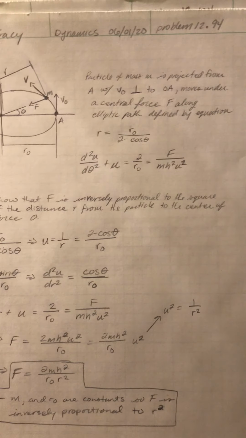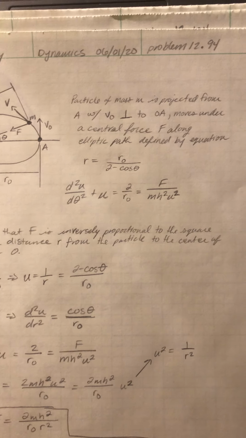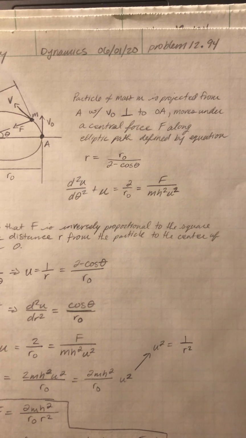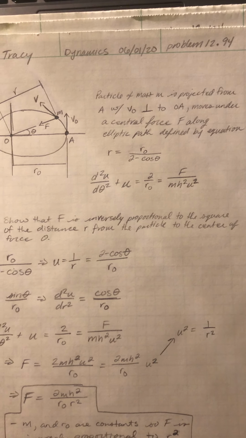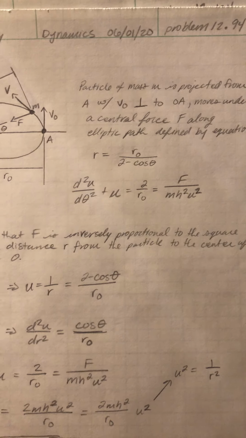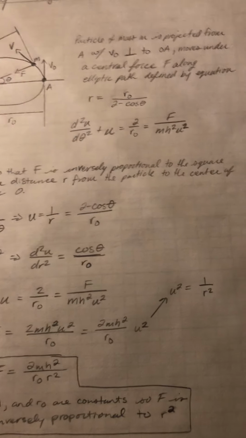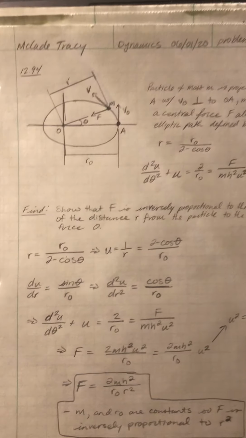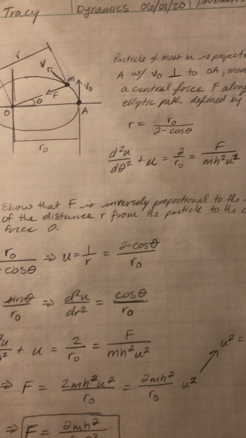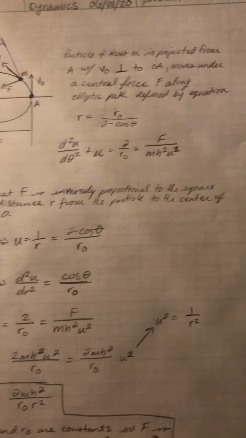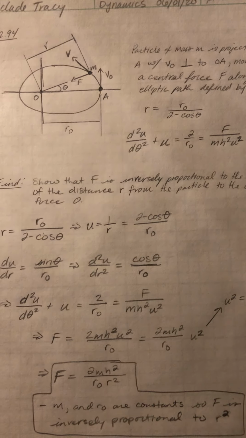Next, we have a particle of mass that is projected from point A and traveling velocity perpendicular to R naught. We have this equation, R equals R naught divided by 2 minus cosine theta. And we're being asked to show that force F is inversely proportional to the square of the distance R from the particle to the center of force at the origin.